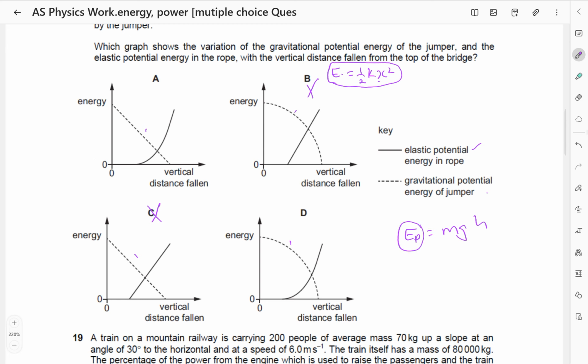That means potential energy is directly proportional to h, so this will be a straight line. When the h is decreasing, the potential energy also decreases uniformly, so our answer is going to be A as opposed to D. Potential energy is directly proportional to height, and that means it is going to be a straight line, and then elastic potential energy is directly proportional to x squared. That will be a curve of increasing gradient, so the answer is A.